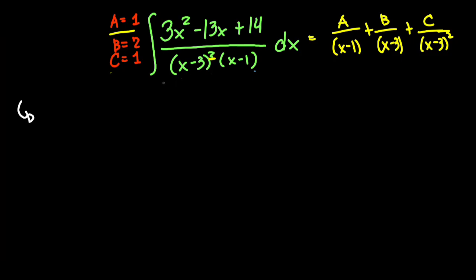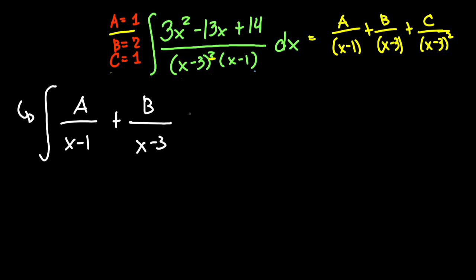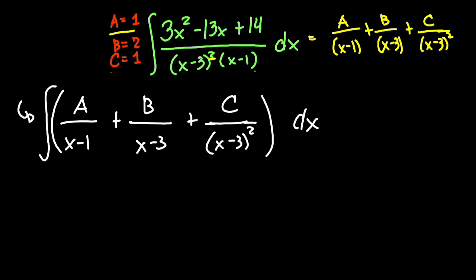So remember that this whole integral is also another form of this because we just made this. So we can now actually put the integral side here. So this would be a over x minus 1 plus b over x minus 3 plus c over x minus 3 squared multiplied by dx. And so since we already have our values of a, b, c, let us substitute it. A here is 1, b here is 2, and c here is 1.